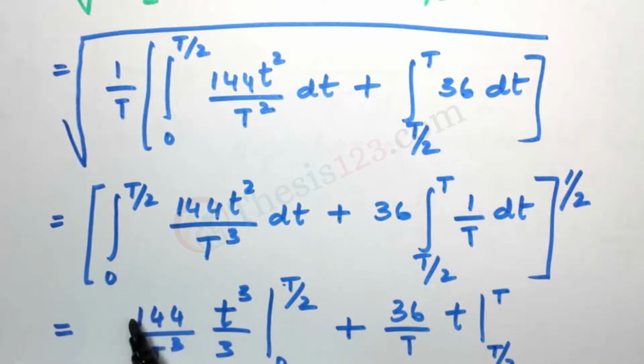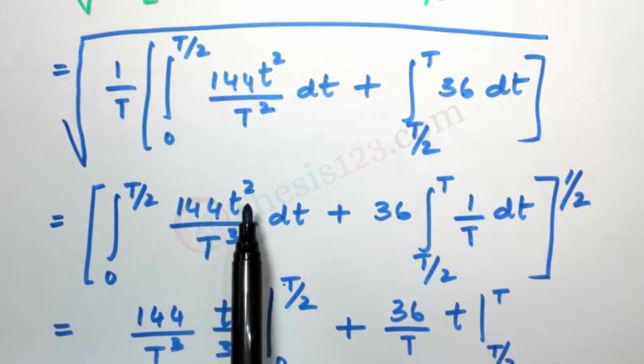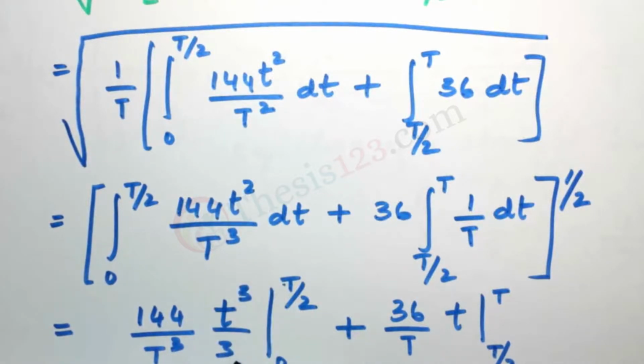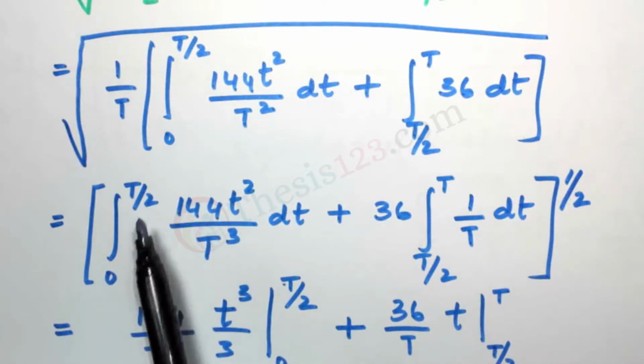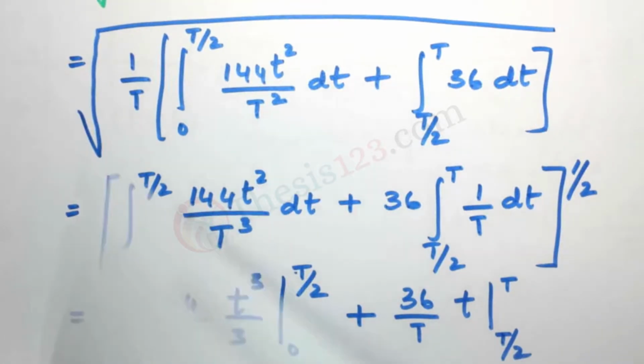I hope this makes sense. 144 by T cube is the constant here. Integral of t square is t cube by 3 at the limits of 0 to T by 2. And then plus we have 36 by T as the constant. Integral of 1 is t at T by 2 to T. So this is our statement. Now let's solve this further by applying the limits.